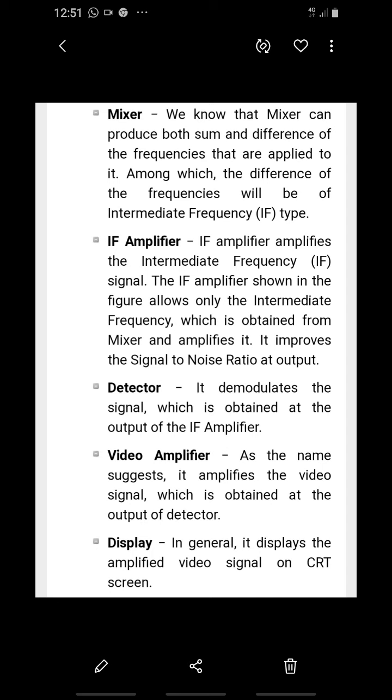Next, display. In general, it displays the amplified video signal on the CRT screen. So these are the different blocks and their functions of the pulse radar system.